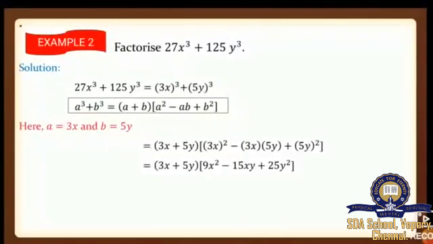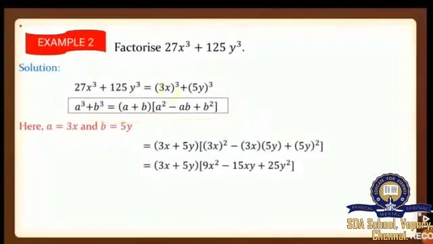Factorize 27x cube plus 125y cube. The first term 27x cube can be written as 3x the whole cube, since 3 cube is 27 and x the whole cube is x cube. Similarly, 125 can be written as 5 cube and y cube is y the whole cube. Now if you observe this, it is in the form of a cube plus b cube. Also, we have studied the identity for a cube plus b cube, which is a plus b into a square minus ab plus b square.